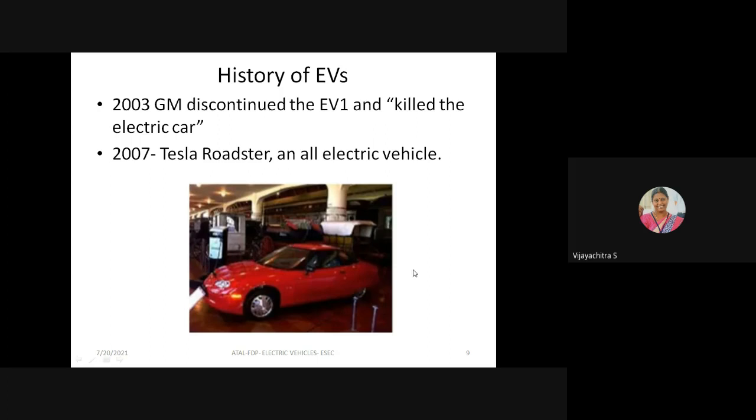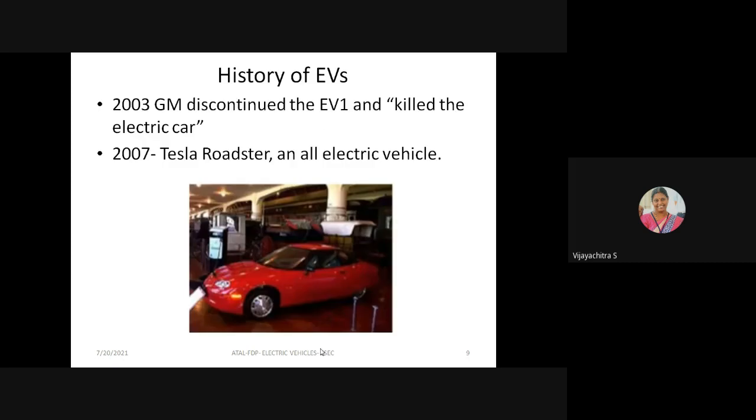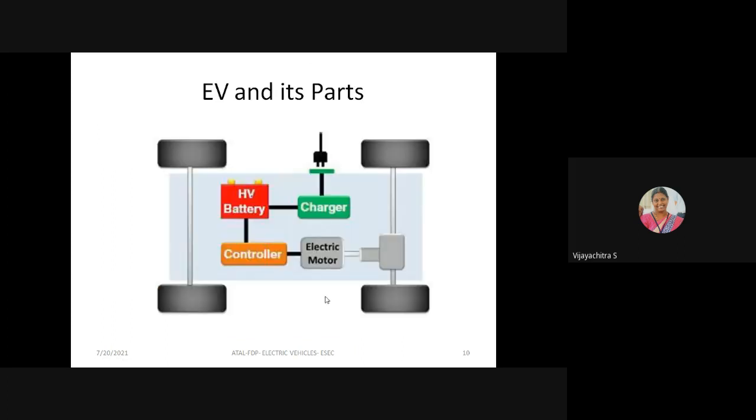Many people who were rich were interested in buying that electric vehicle. Once they bought and used it, many other people were ready to buy. So this is the history of electric vehicles. Now, with some more modifications and reduced prices, many electric vehicles are currently in usage. So this is the history behind the electric vehicle.